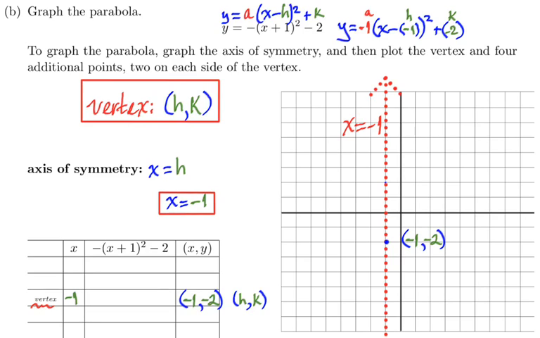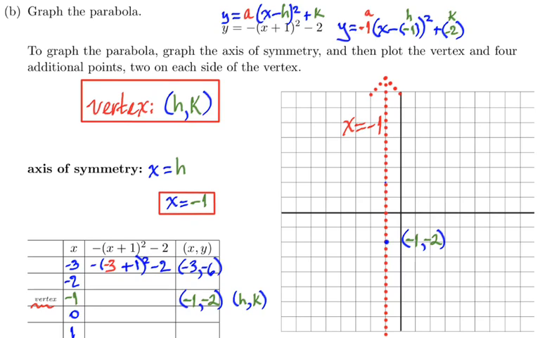So now, let's find 2 points on either side. So I'm going to use negative 2 and negative 3 on the left, and 0 and 1 on the right. So when we plug in negative 3, we get negative 3 plus 1 squared minus 2. So negative 3 plus 1 is negative 2. When we square that, we get positive 4, but we have a minus sign in front, so negative 4 minus 2 gives us negative 6. So the point is negative 3, negative 6.